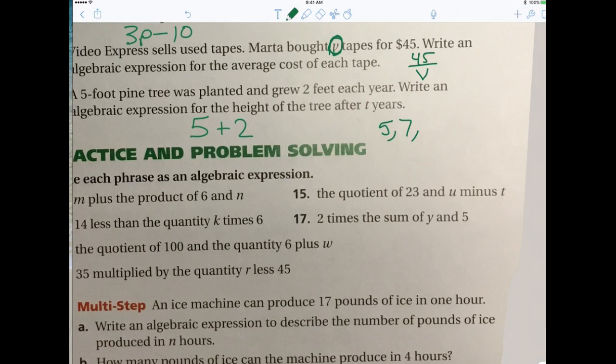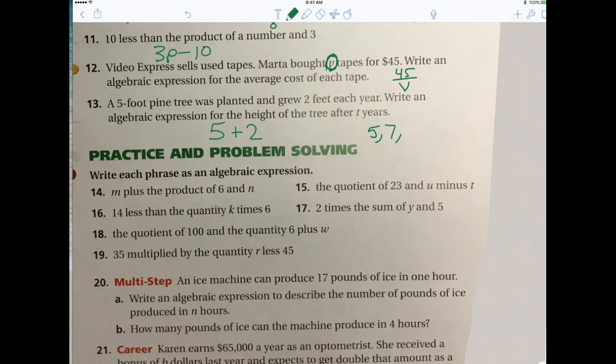So what variable are we going to use? So this is what it is. 5 plus 2t. So it started out with 5, and then it added 2 feet every year. So it's 5 plus 2t. What if it's a million years old? How tall would it be? Well, that's pretty big. 2,000,005.